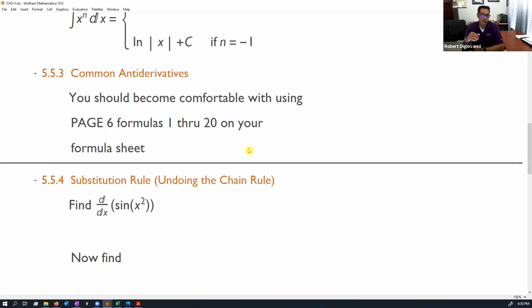I get excited about it. U-substitution is exciting. It's a different way of thinking. It's challenging, but it's fun. It's a puzzle, right? You're trying to figure this out.